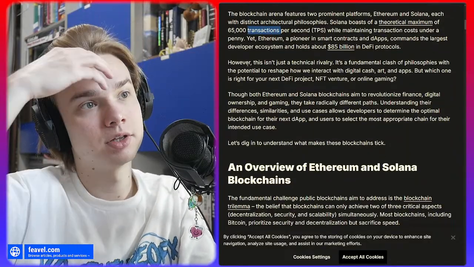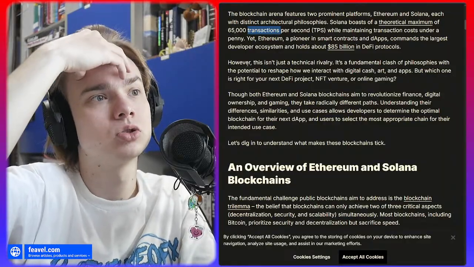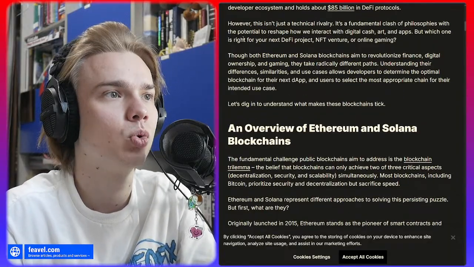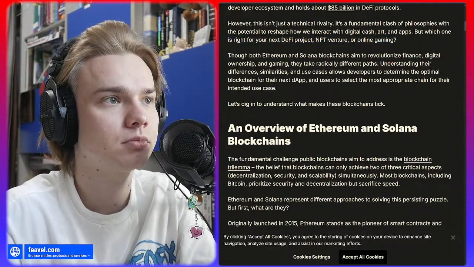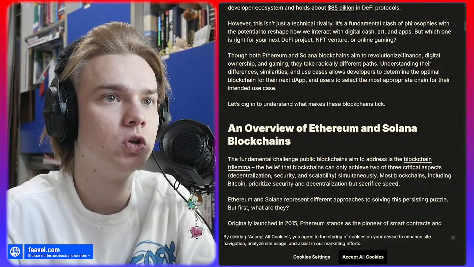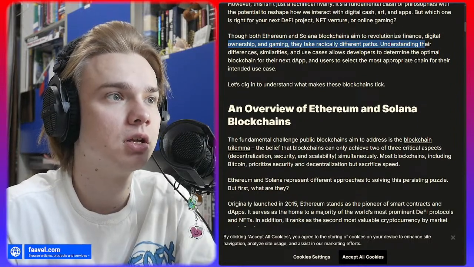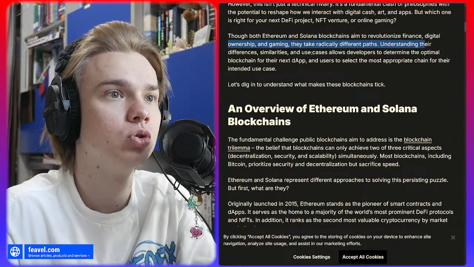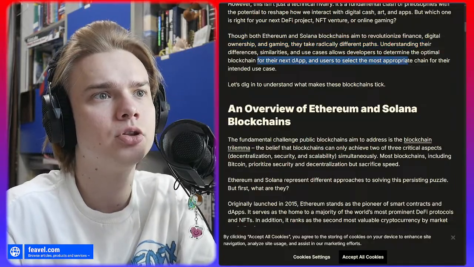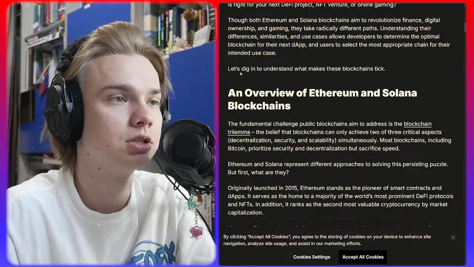However, this isn't just a technical rivalry, it's a fundamental clash of philosophies with the potential to reshape how we interact with digital cash, art, apps. But which one is right for your DeFi project? Though both Ethereum and Solana blockchains aim to revolutionize finance, digital ownership, and gaming, they take radically different paths. Understanding their differences, similarities, and use cases allows developers to determine the optimal blockchain for the next dApp, and users to select the most appropriate chain for their intended use case.